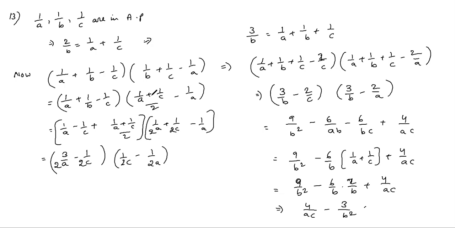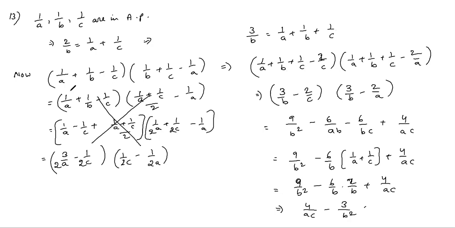Same problem we have in advanced level multi-answer. We can write in terms of A, AB, AC, BC. Multi-answer question. So whatever we get, once 1 by A, 1 by B, 1 by C are in AP means 2 by B equals 1 by A plus 1 by C. So we add 1 by B on both sides. So 3 by B equals 1 by A plus 1 by B plus 1 by C.